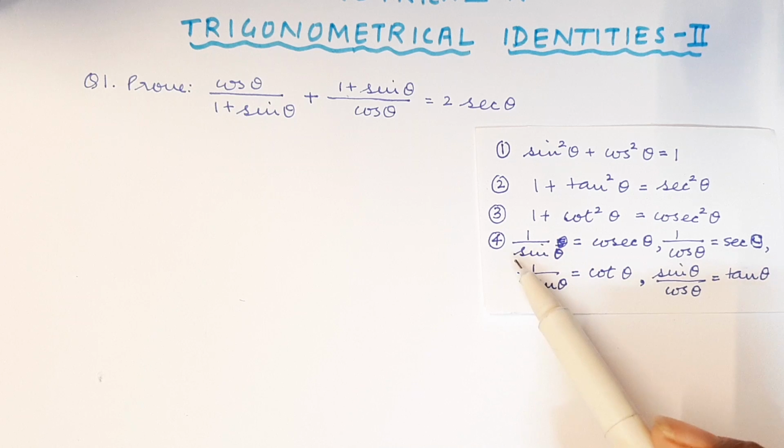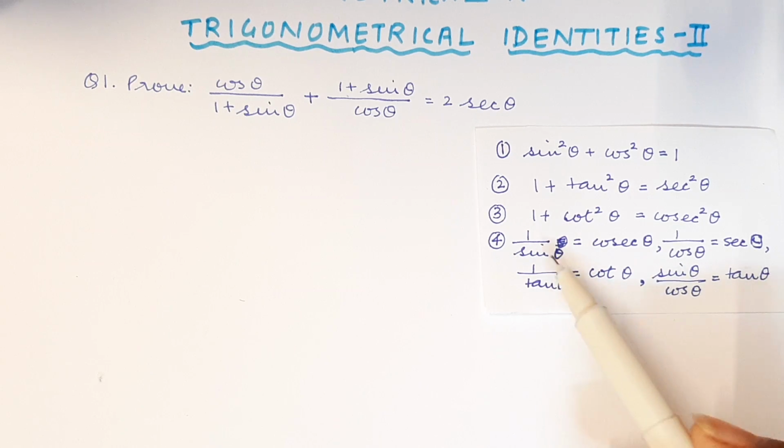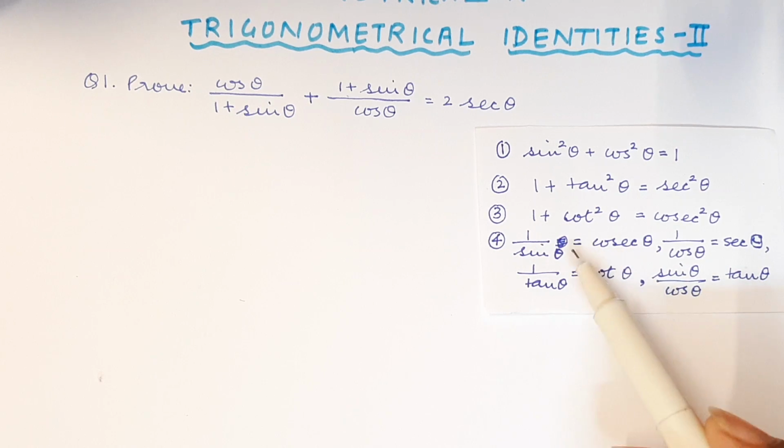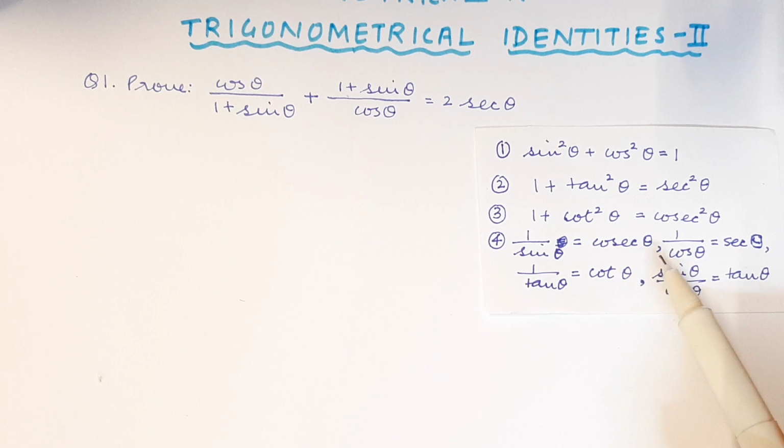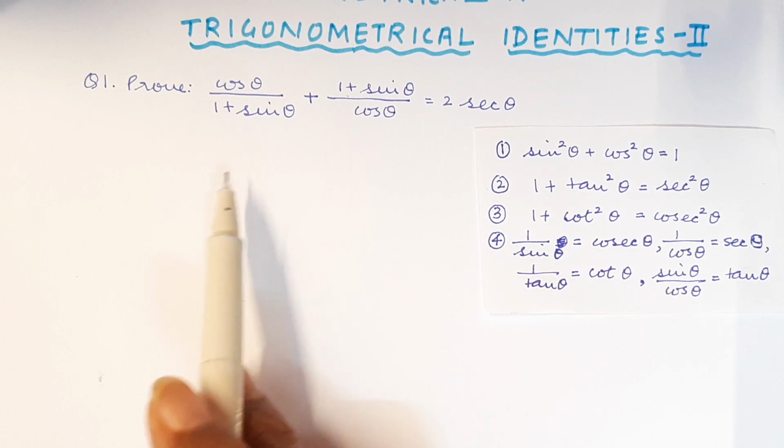Now, apart from that, you need to know the inverse ratios like 1 upon sin theta equal to cosec theta. 1 upon cos theta is equal to sec theta. 1 upon tan theta is cot theta, and sin theta upon cos theta equal to tan theta. Now, this I have already done in part 1. Since this is part 2, we will now use these in order to solve this.